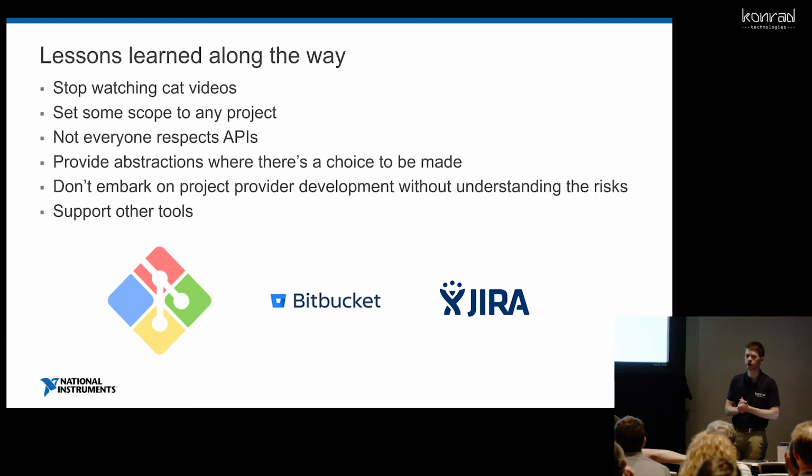Providing abstractions where there's a choice to be made. I really kind of bet the farm on basic authentication. I really didn't have a good feel for what people were actually using to authenticate to JIRA. So I just went with the default option, but actually talking to people, there seems to be a real even split between people who are using SSH, basic authentication, or even single sign-on. So there needs to be an abstraction there so that people can override with their own implementation.